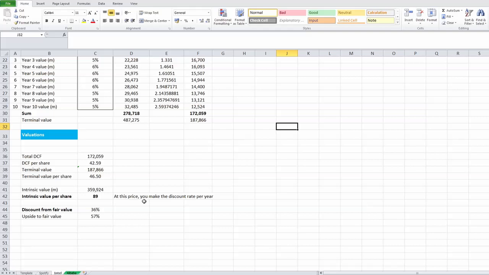Other methods are available for valuing stocks, as you know, book value, price to sales, other methods as well, and I'll be going through those as part of this series.